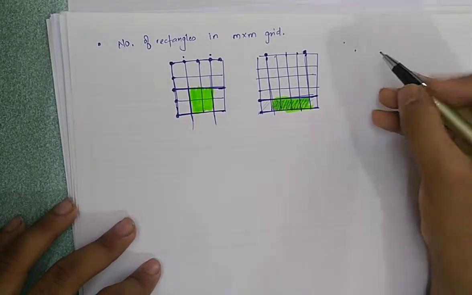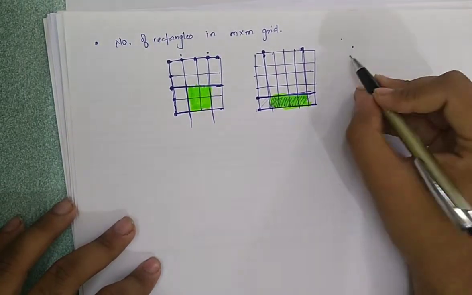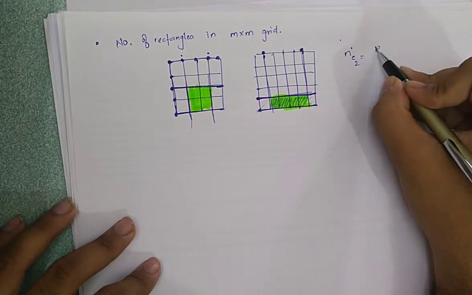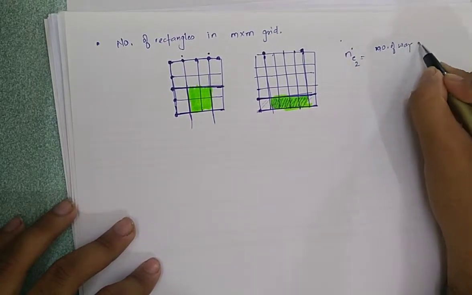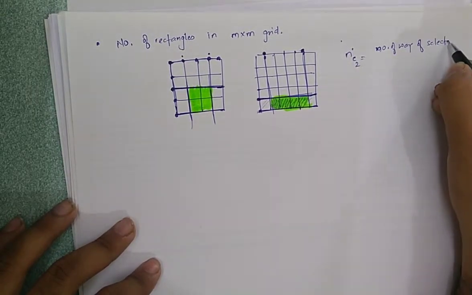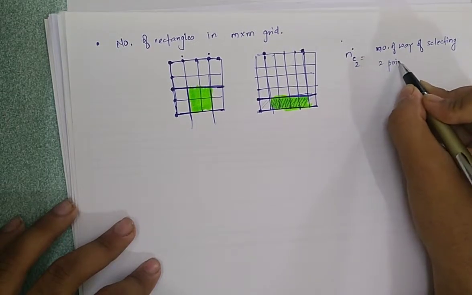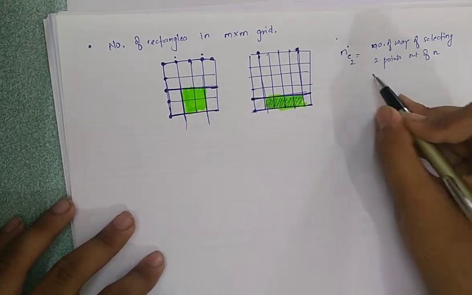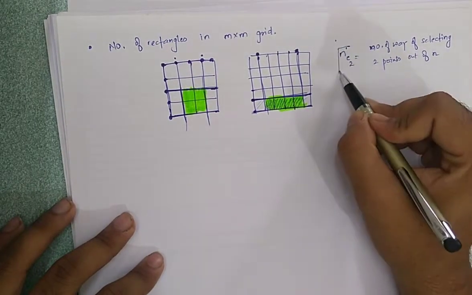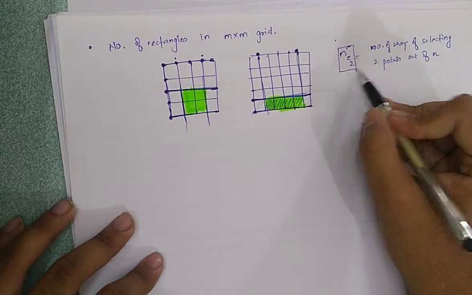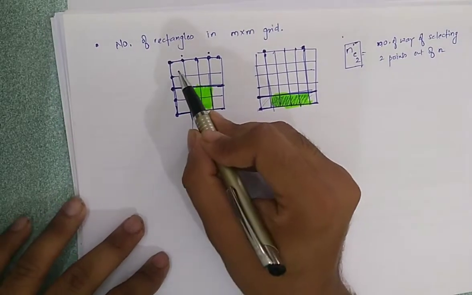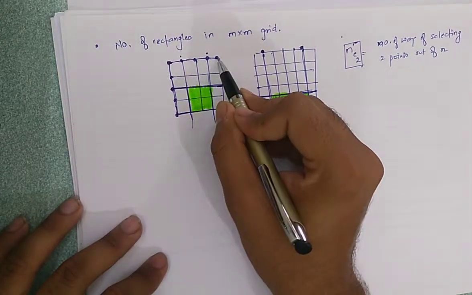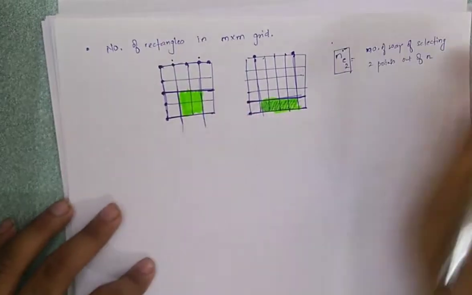So if we have to select 2 points out of n, the formula becomes nC2. What is this? nC2 is the number of ways of selecting 2 points out of n. If we have n points and we have to select 2 points, nC2 is the number of ways of doing it. So let's come back to this case where we had 5 points over here.